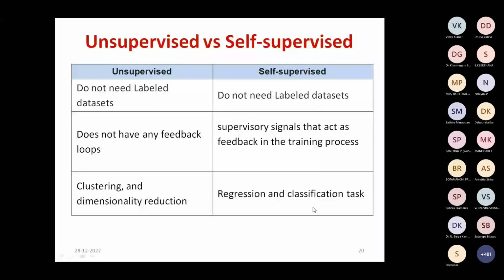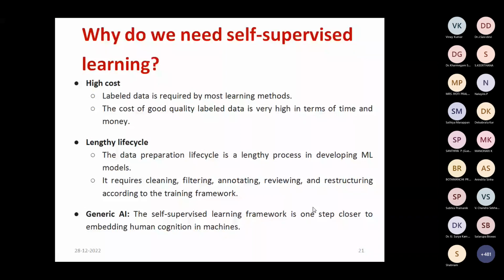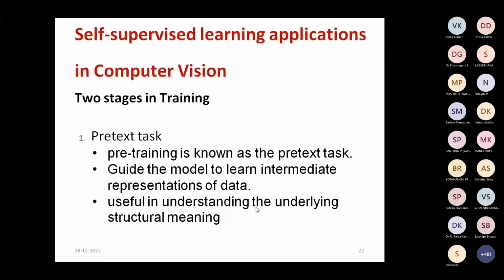Okay, why do we need self-supervised learning? Because getting a complete labeled data set is costly and a lengthy process, and, normally connected to general AI, the self-supervised learning framework is closer than the supervised learning framework. Because of these reasons, we are going for the self-supervised learning technique. Okay. So we'll see certain applications of self-supervised learning in computer vision and NLP.